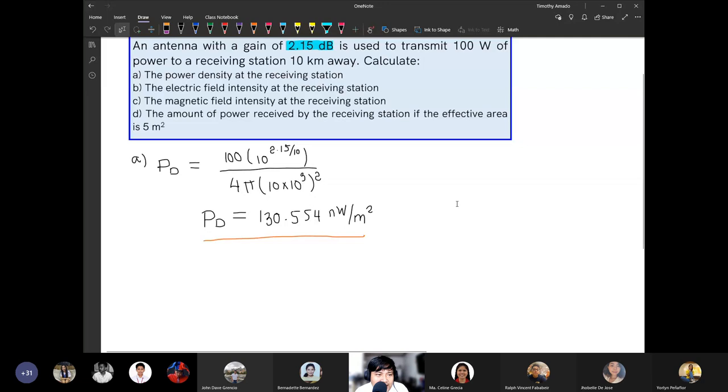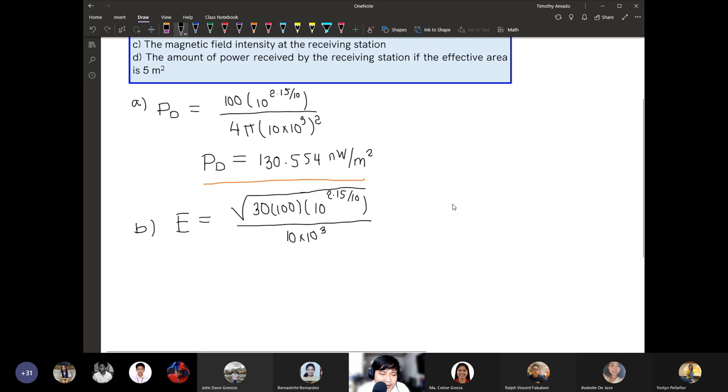Next natin is letter B, electric field intensity at the receiving station. How can we solve for that? May formula lang din tayo sa electric field intensity. This is simply equal sa square root ng 30 PT GT, 100 times 10 raised to 2.15 divided by 10, over distance na 10 kilometers. So what will be our field strength? Volts per meter naman ang unit ng electric field intensity.